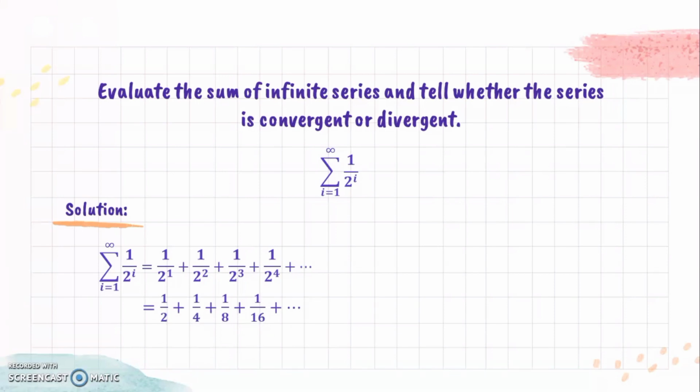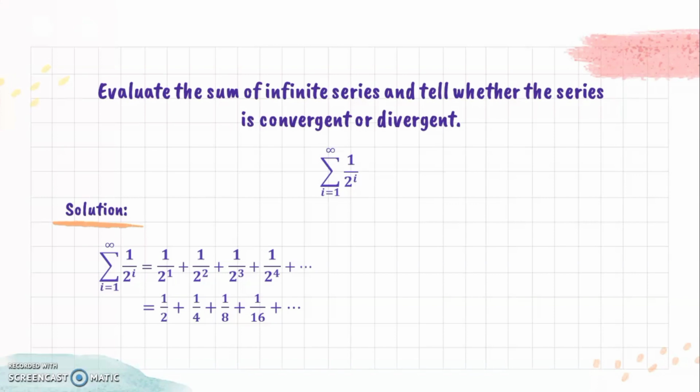If we try to add the first 2 terms, we will have 3 over 4, which is equivalent to 0.75. Now, if we try to add 1/2, 1/4, and 1/8, the sum will be 7 over 8, which is equivalent to 0.875. But what if we try to add 1/2, 1/4, 1/8, and 1 over 16? What will be the result? It will be 15 over 16, which is equivalent to 0.9375. So what have you noticed? As we keep adding the terms, the sum of the series approaches 1.